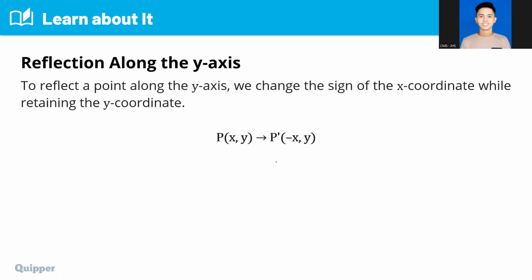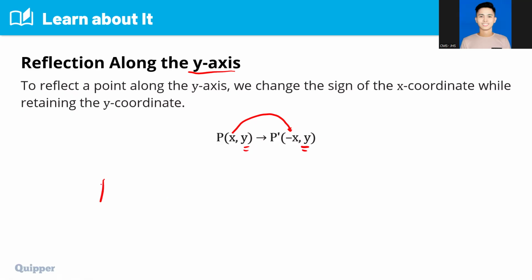Next, we're done with reflection along the x-axis. The second one is reflection along the y-axis. So what do you need to remember? In this case, if it's along the y-axis, I will now flip the sign of the x-coordinate. Very simple, right? To reflect a point along the y-axis, we change the sign of the x-coordinate from positive x to negative x while retaining or copying the y-coordinate.